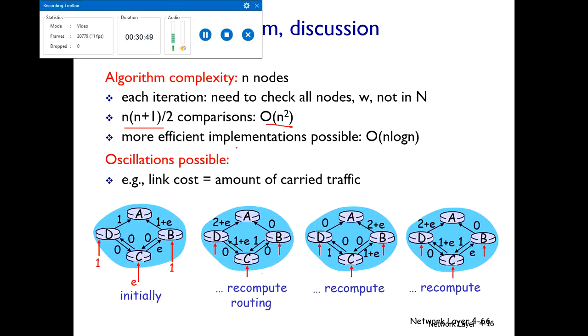A more efficient implementation is possible, and it may have the complexity n log n. A more sophisticated implementation can be done with the help of a heap, and it may have the complexity n log n. Regarding link cost, oscillations are possible. Oscillations mean we traverse back and forth in a loop. Link cost is the amount of carried traffic. There can be other implementations which can give us a better algorithm complexity, and oscillations are possible.